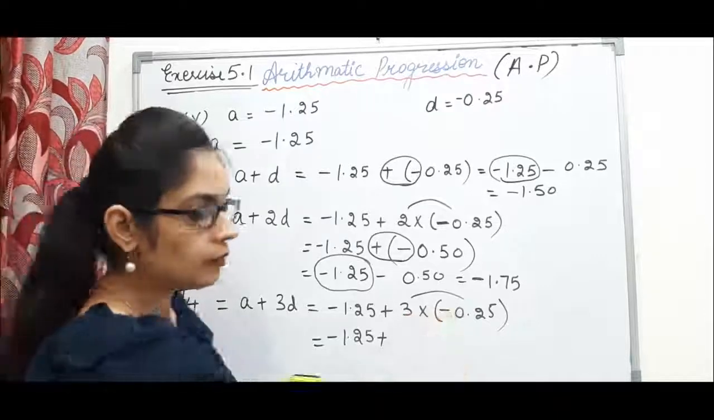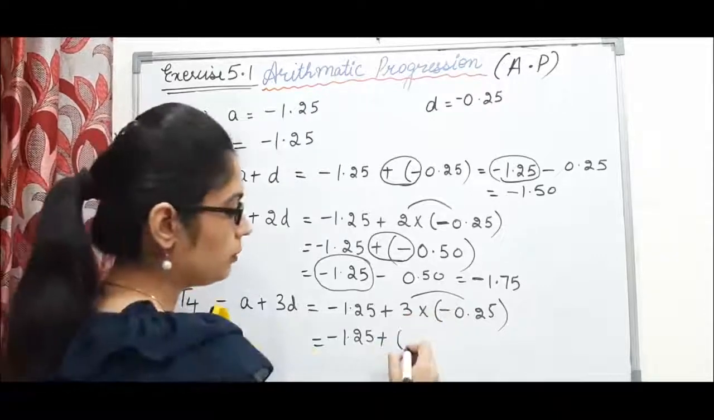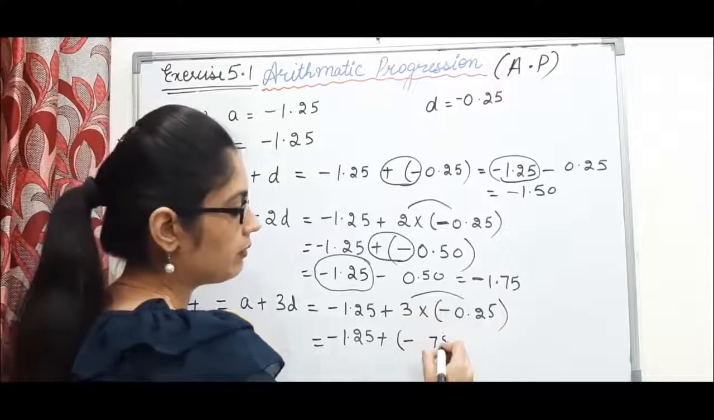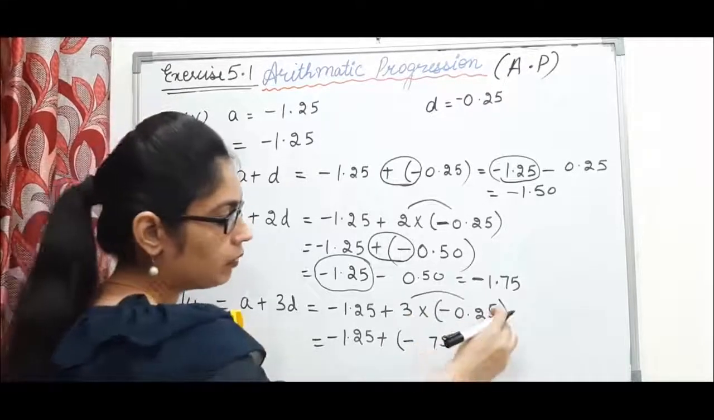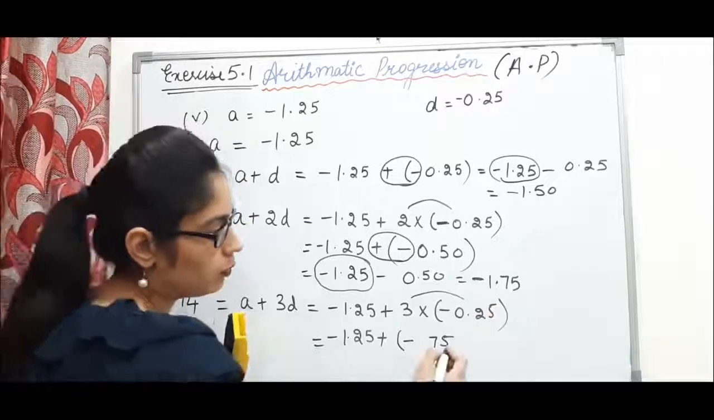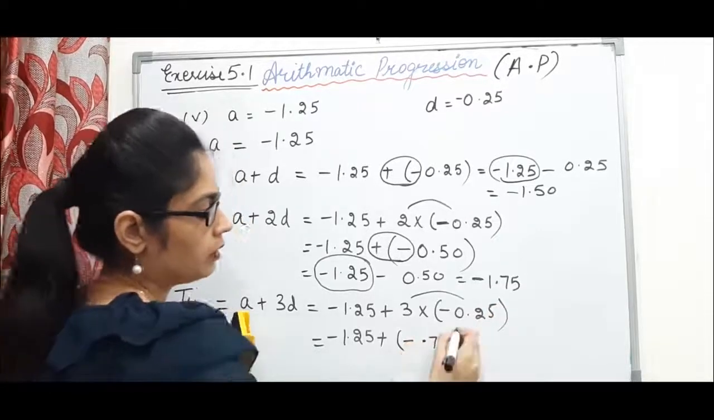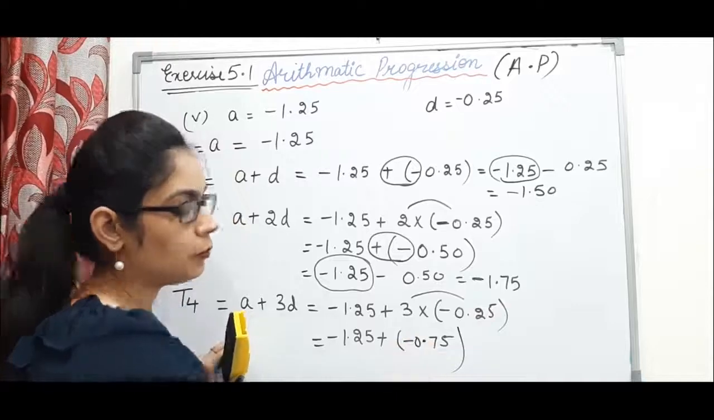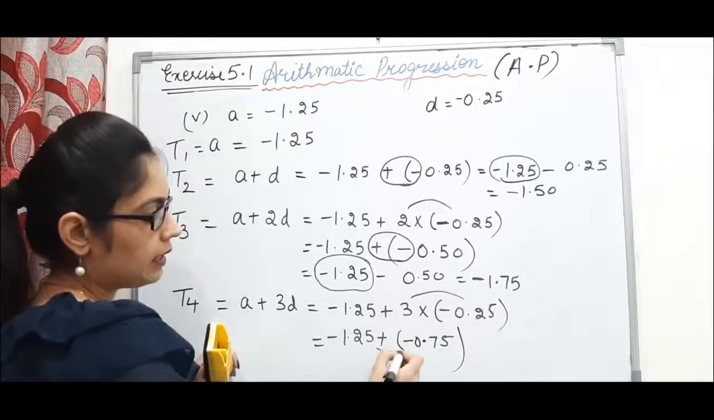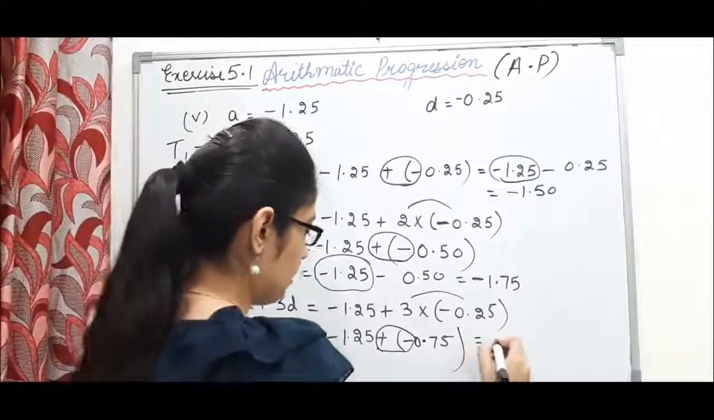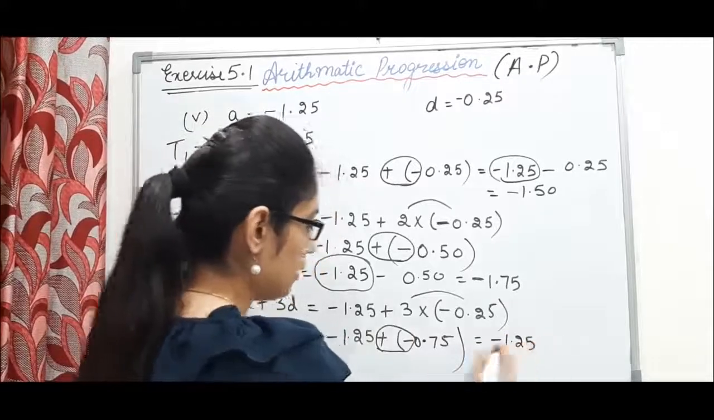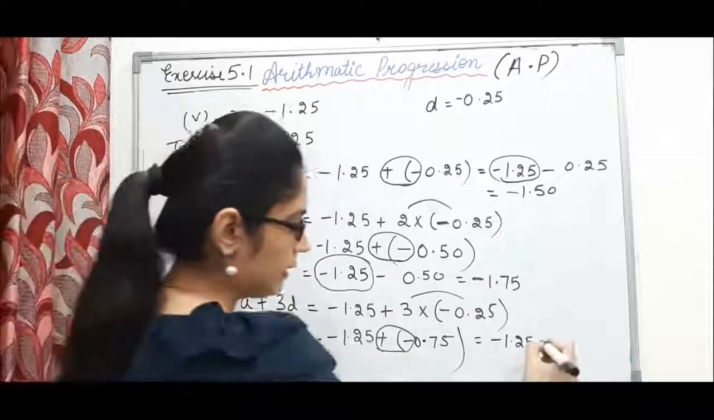See, 3 into a negative number, our answer will also be negative. So 3 into 25 is 75. So after 2 digits from the right side, we have to put a decimal sign. It will be 0.75. Two signs are together here. First we have to make these two signs a single sign. Minus 1.25 plus minus minus.